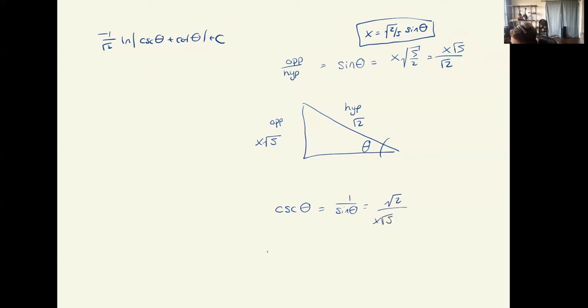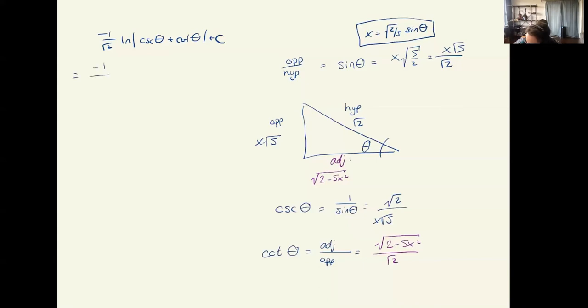And then for cotangent of theta, tangent is opposite over adjacent, so this is adjacent over opposite. The adjacent side is not yet known. So I need to use the Pythagorean theorem to find my adjacent side. It's going to be the square root of 2 minus 5x squared. The square root of this squared, which is 2, minus that squared, which is 5x squared. So the cotangent of theta is root 2 minus 5x squared divided by root 2. And now I can translate this back into my original terms of x.